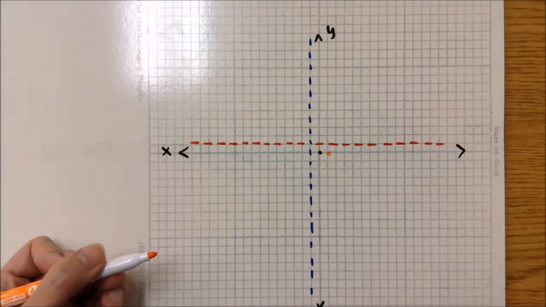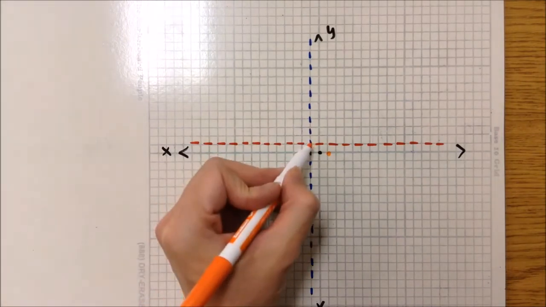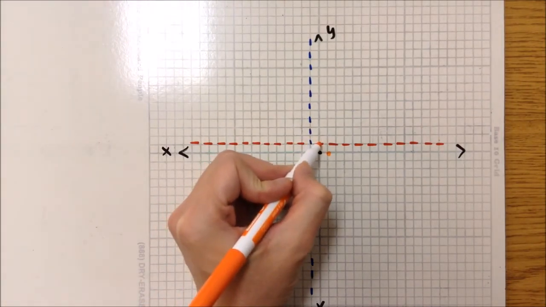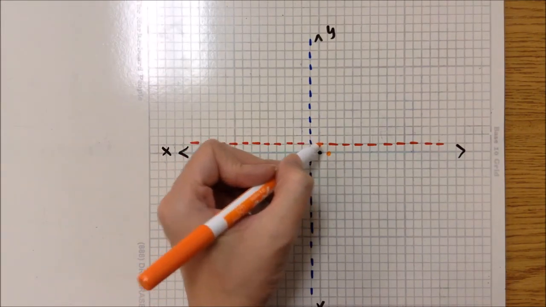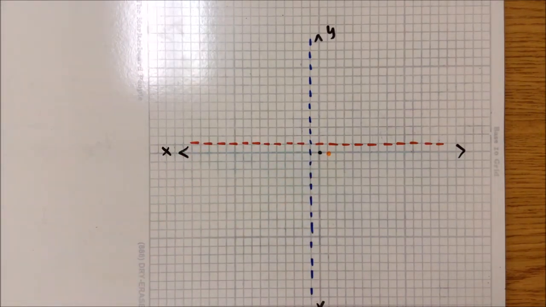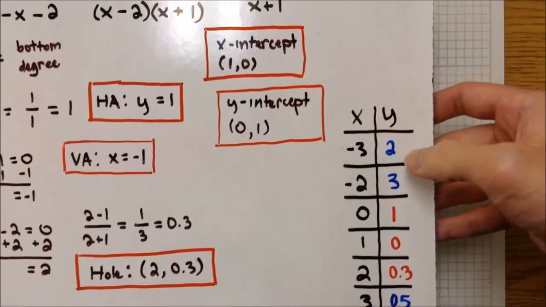And then our y-intercept is 0, 1, which is right here. So 0, 1. That's on the horizontal asymptote. That's funny. Don't want to mess with that because it's touching the horizontal asymptote, so I'm not going to mess with that. Alright. We're going to start graphing the points.